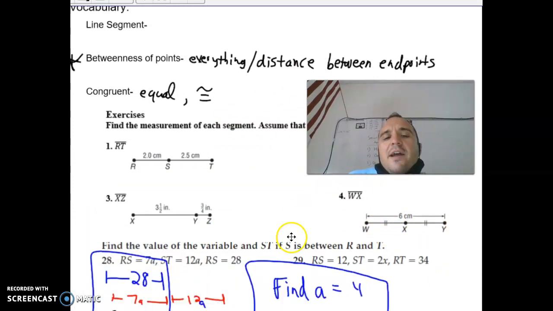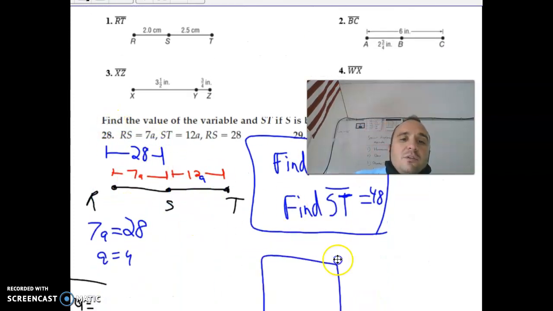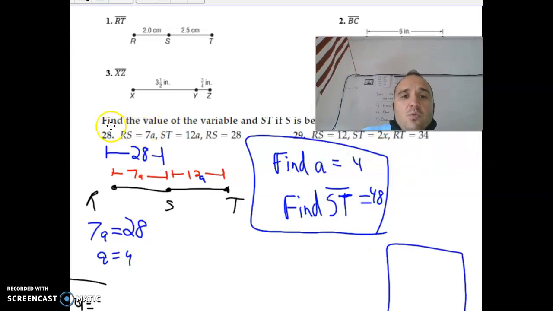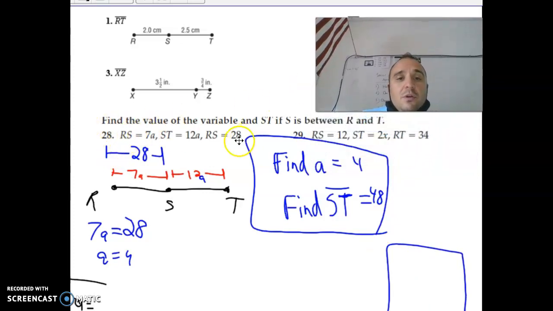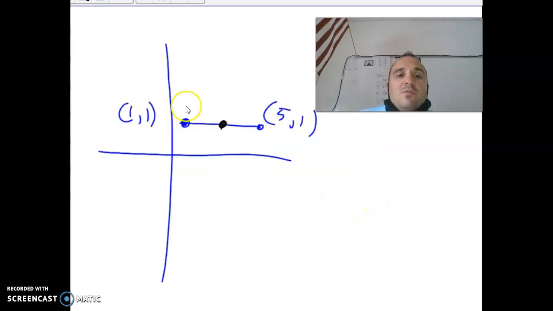They have these other style of questions that we need to talk about, and it's this guy right here. This style of question is anytime you are not given a picture, you'll have to draw it. So RST is the picture, and you'd say 7a here, 12a here, and this distance is 28. So 7a equals 28, a equals 4. Then you would plug 4 into this equation here, 12a, and you would get 48, and that's how you get ST.